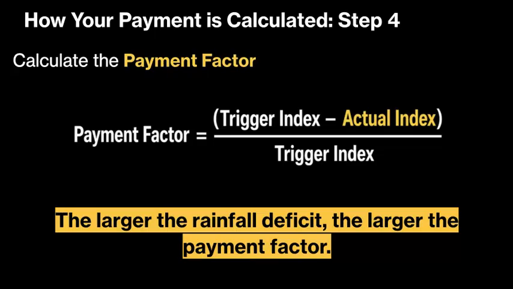Now that we've confirmed a payment has been triggered, the next question is how much will the producer receive? To answer that, we calculate what's called the payment factor. The payment factor represents the severity of the rainfall deficit. In other words, it measures how far below the producer's trigger index the rainfall index actually fell. The formula is trigger index minus actual rainfall index, divided by the trigger index. As the rainfall deficit becomes larger, the payment factor also becomes larger. This means that more severe drought conditions result in a greater percentage of the insured protection being paid.